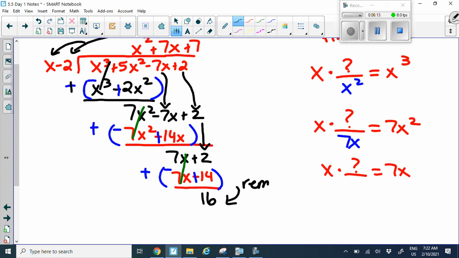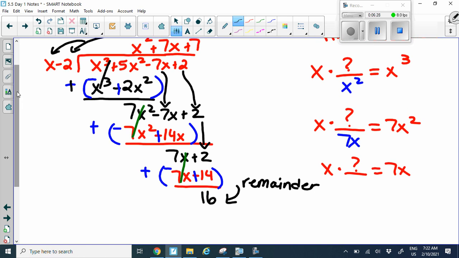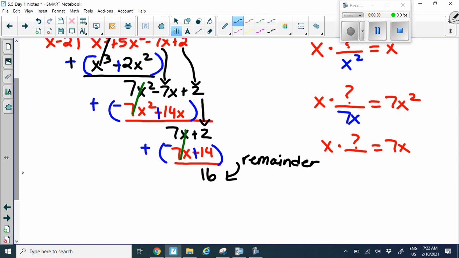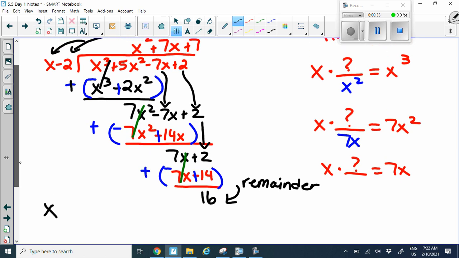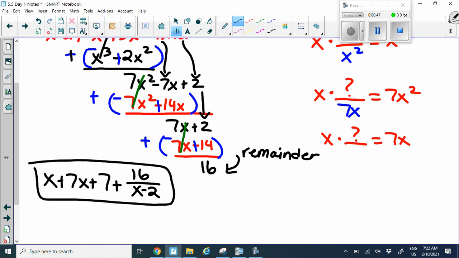And so what we're going to do is we're going to add that to our polynomial and put it over the x minus 2. So basically, you'll always take your remainder and then put it over whatever the second polynomial is. So then that means my final answer here, just writing it out. So I'm writing out what I had at the top, x squared plus 7x plus 7. I add the 16 and place it over that second polynomial that we were dividing by. Okay. And then this would be my final answer. Make sure you have x squared there.